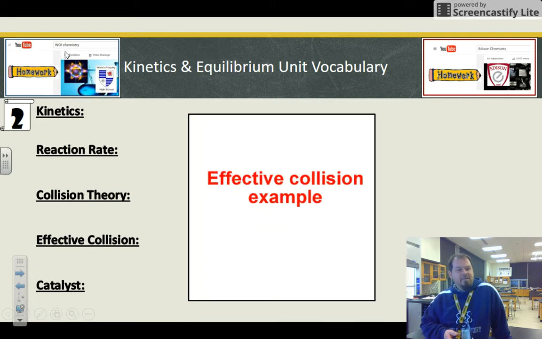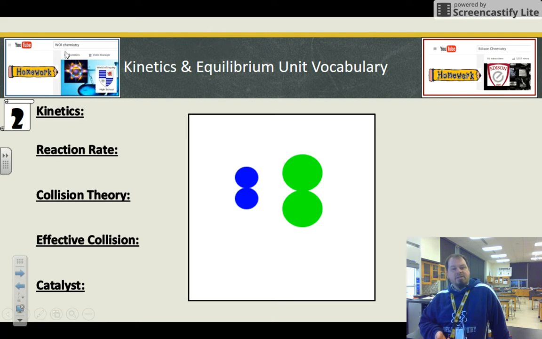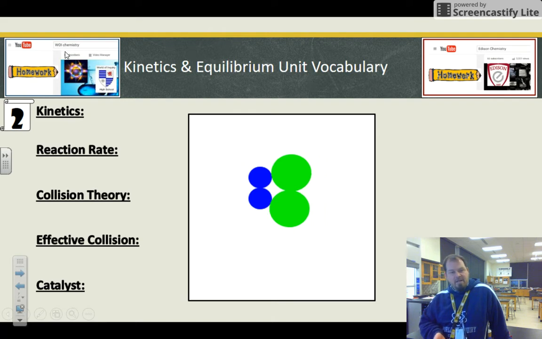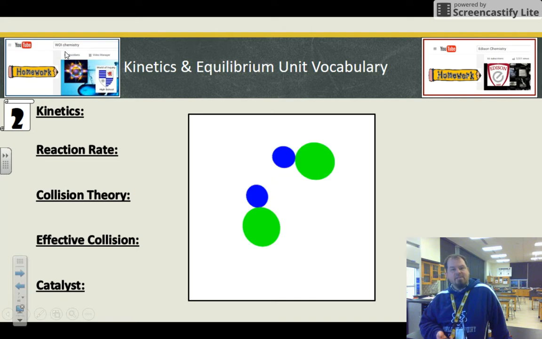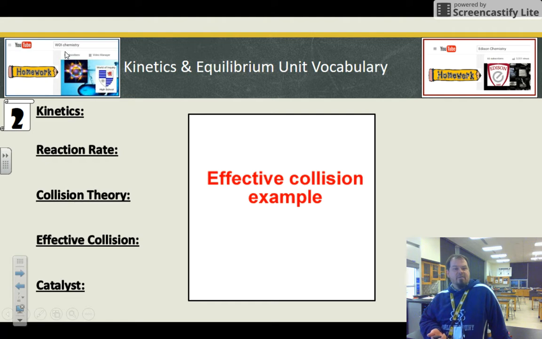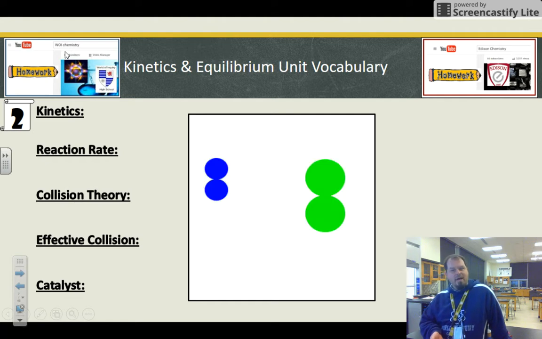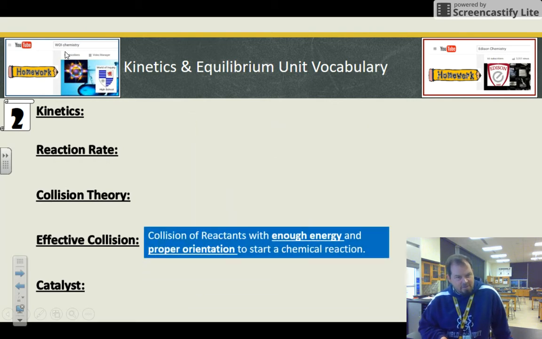Okay. An effective collision. An effective collision example is: it comes together, they connect, or they collide, has enough energy to break bonds, and away it goes. The reaction happened. If it doesn't have enough energy, it won't happen. So that's one of the things we need to have for collision theory to work. An effective collision is a collision of reactants with enough energy and proper orientation to start a chemical reaction.